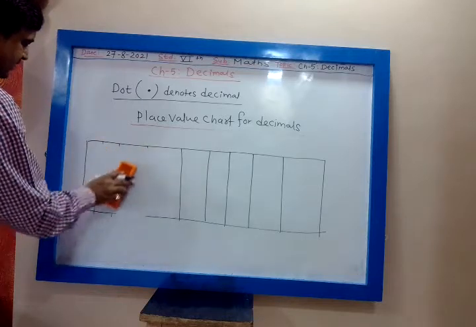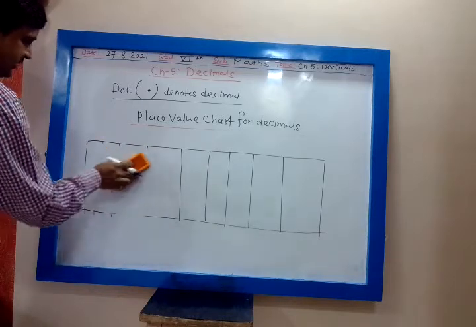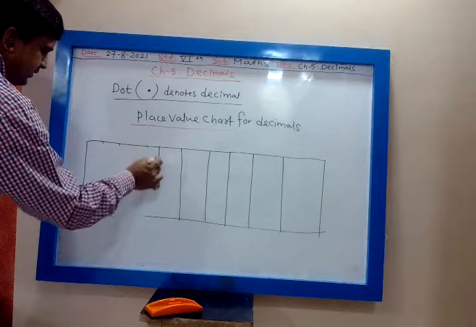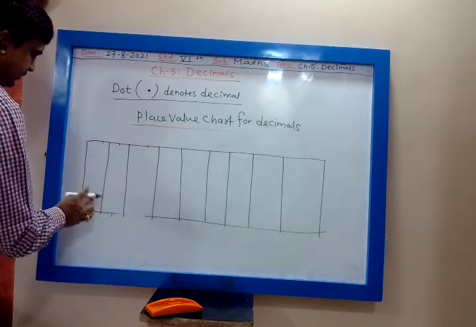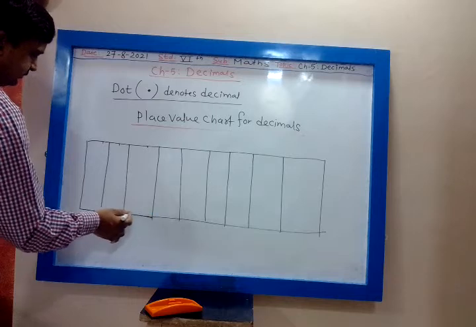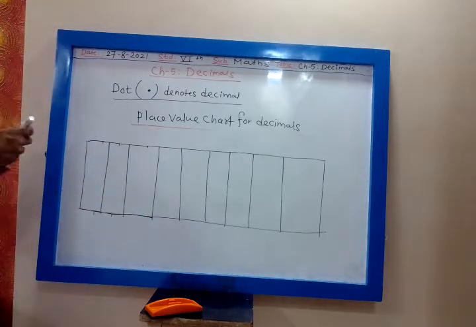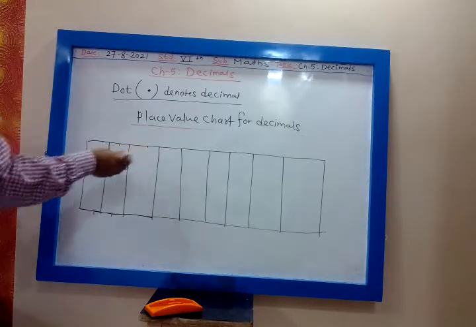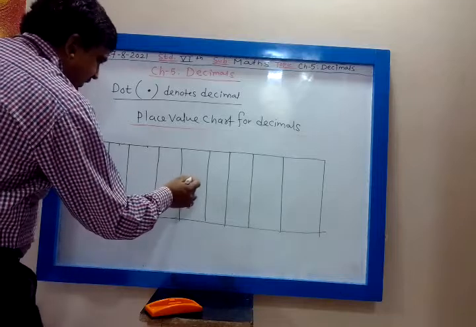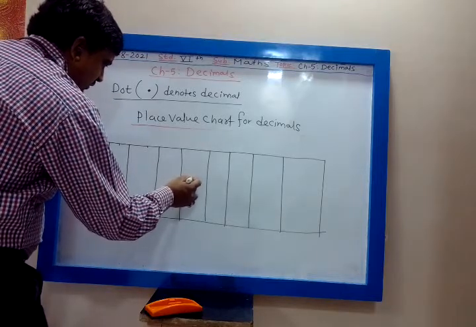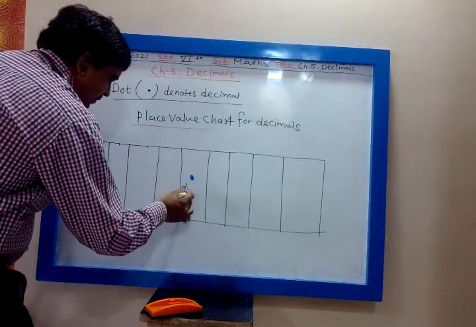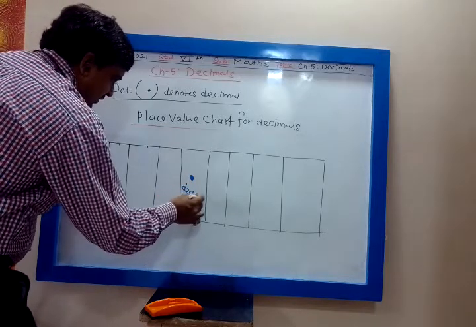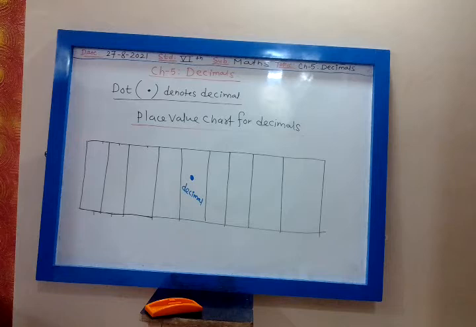Let me first explain the concept of decimal, then we will solve the problem. So in the center we have decimal. Total 9 boxes. In the center we have a dot. This dot denotes decimal.